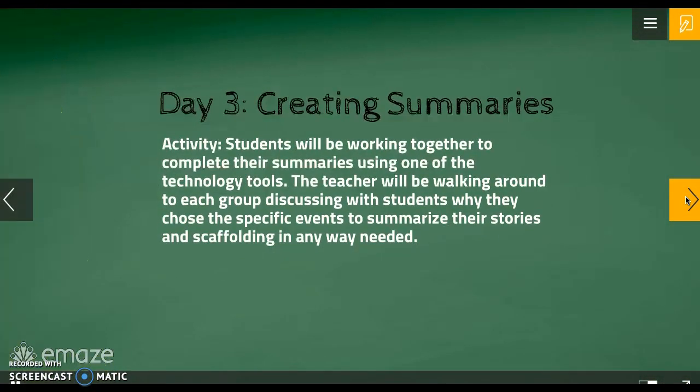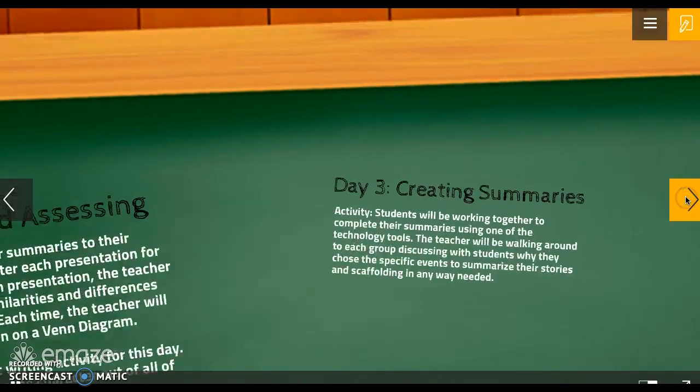Day 3, students will be working together to complete their summaries using one of the technology tools. The teacher will be walking around to each group discussing with students why they chose the specific events to summarize their stories and scaffolding in any way needed.